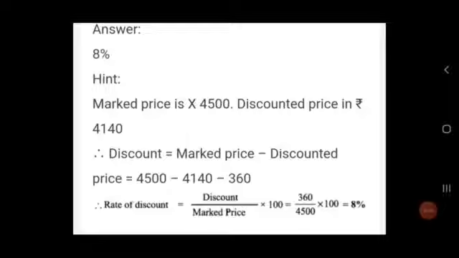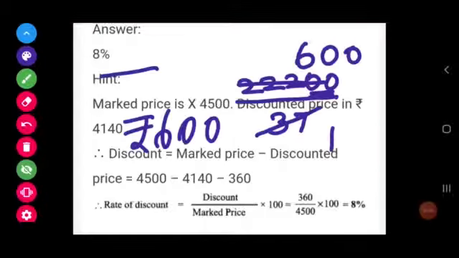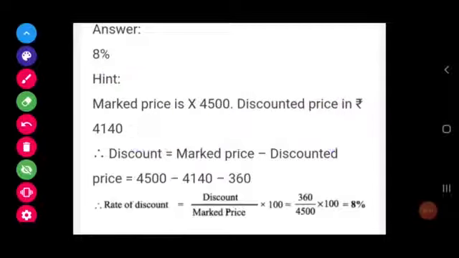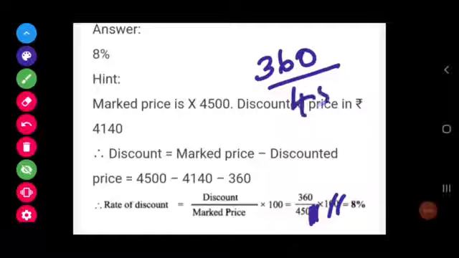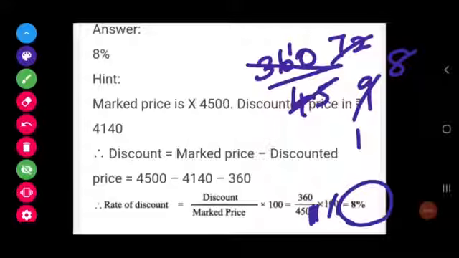So simple cancellation, 0 0 will be cancel. Two zeros will be cancel. Now we have to cancel by 5. 360 divided by 45, we have 9 5s are 45, 7 5s are 35, remaining 1 2 5s are 10. Now 1 9s are 9, 8 9s are 72. So our answer is 8%.